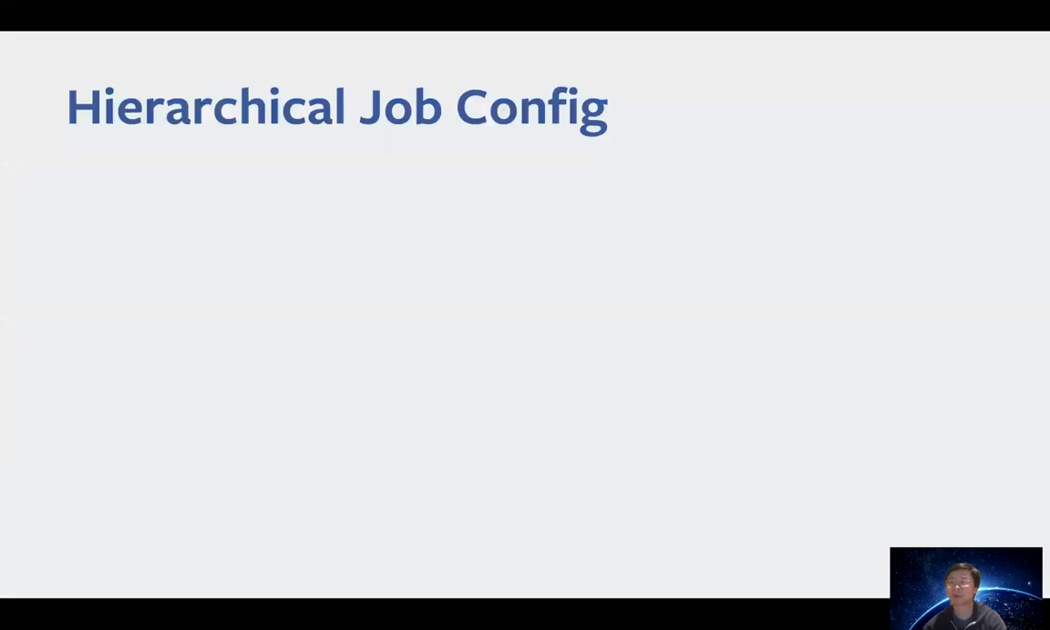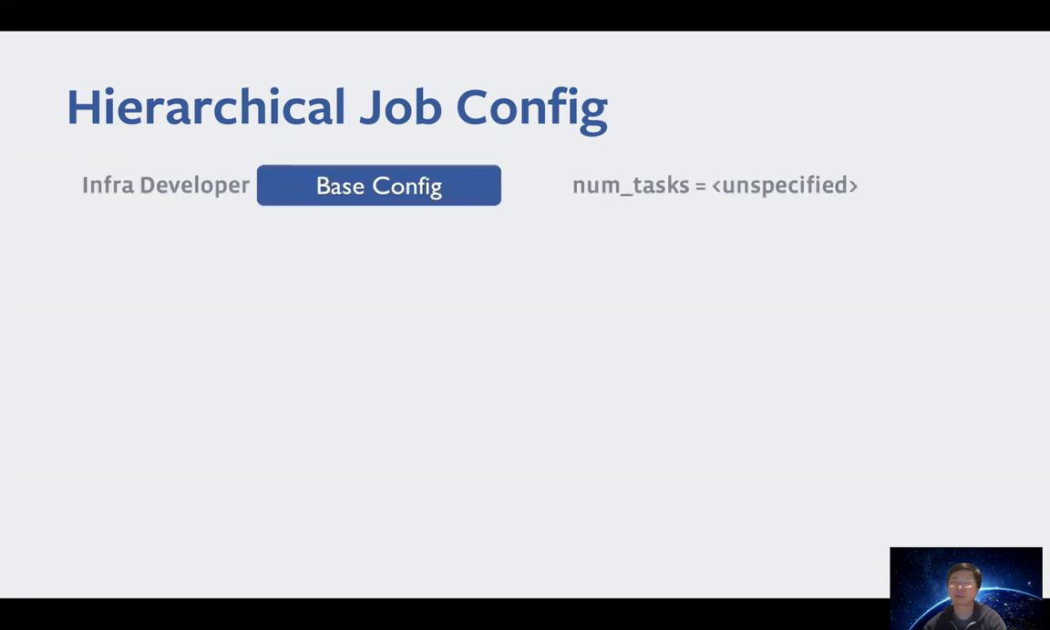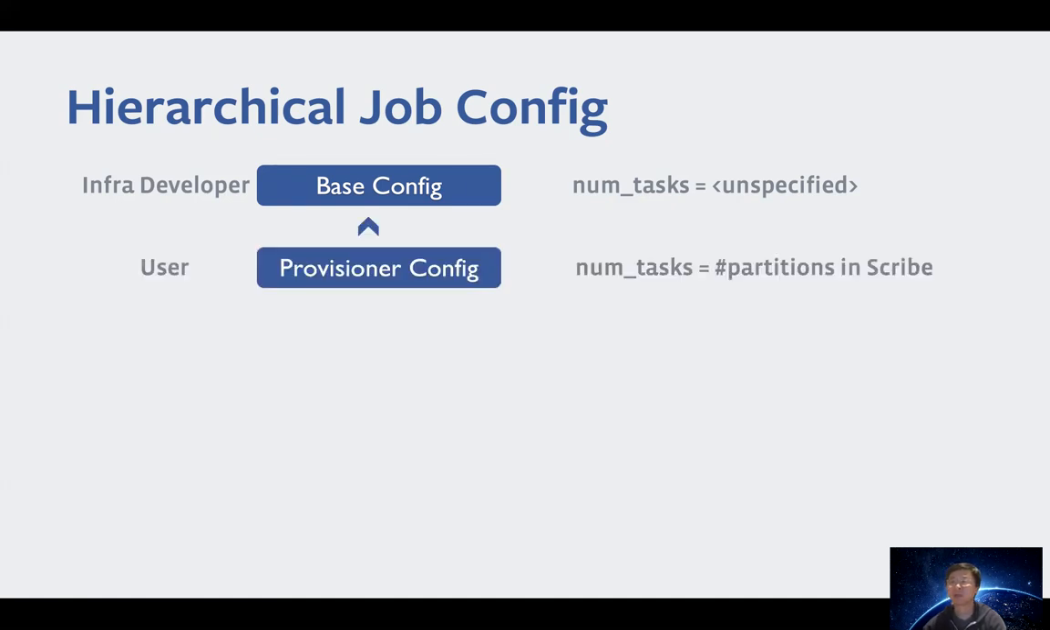To solve those problems, we developed a hierarchical job config system. Here we have 4 levels of configs. First is the base config. It defines a collection of common settings like package name, version number, checkpoint directory. Here we typically don't set the number of tasks, and this is usually set by the infra developer. Then we have the provisioner configuration. It is set when the user creates or updates the application. Here we set the number of tasks to be the number of partitions we have in the input stream.